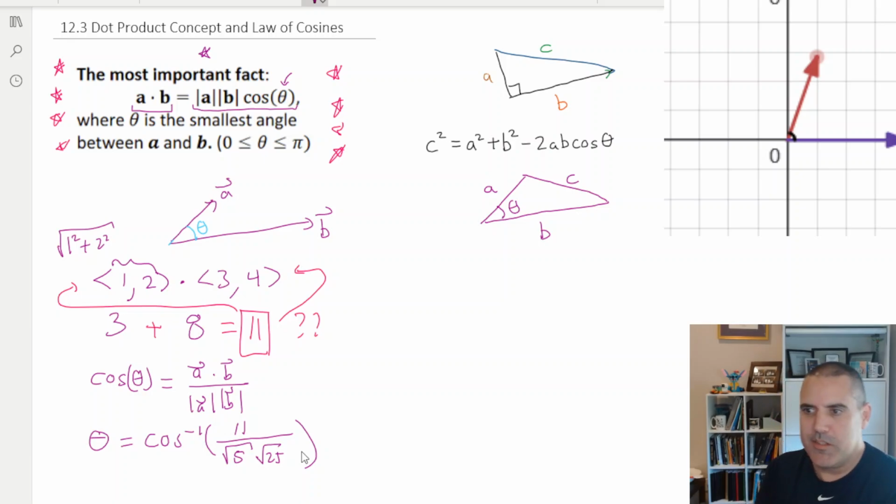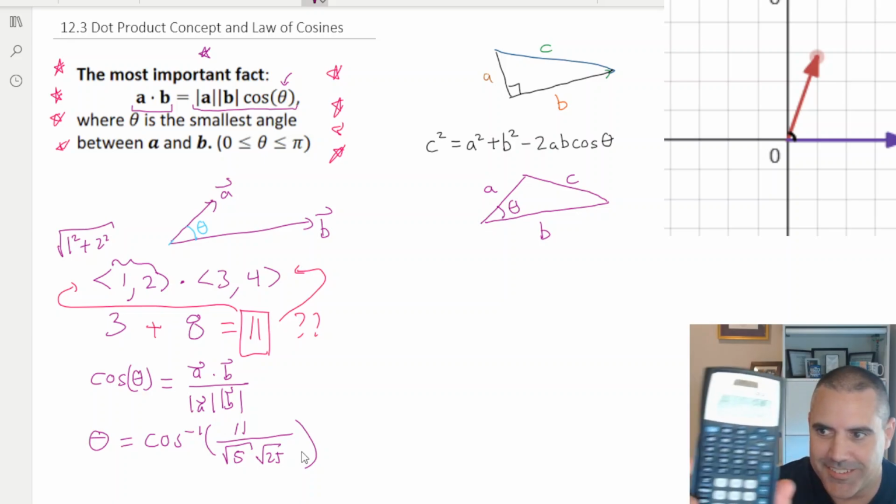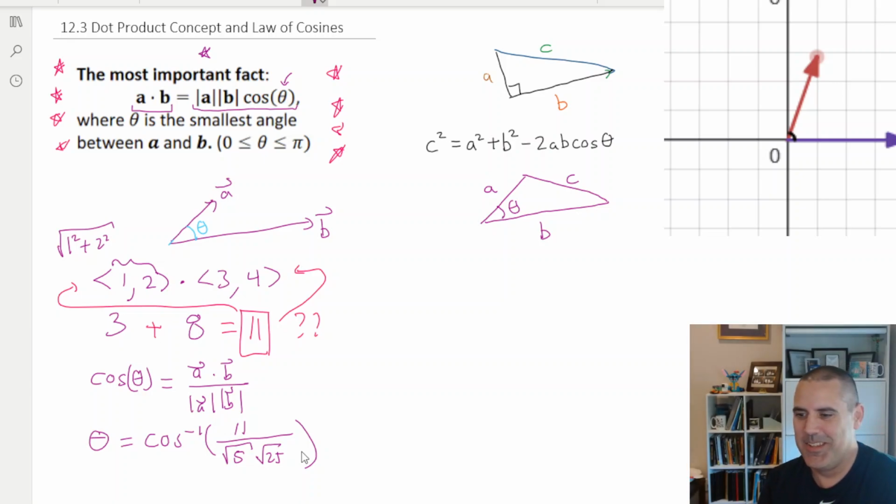I made up these numbers just now on the fly, so I'm going to pull out my calculator. I'm going to hit the inverse cosine button. I'm going to do 11. Sometimes students type this in wrong. Divided by 5. And I'm in degree mode. So I've calculated this thing, and what do I get? 10.3 degrees. So I'm getting that this is about 10.3 degrees. Is that reasonable?